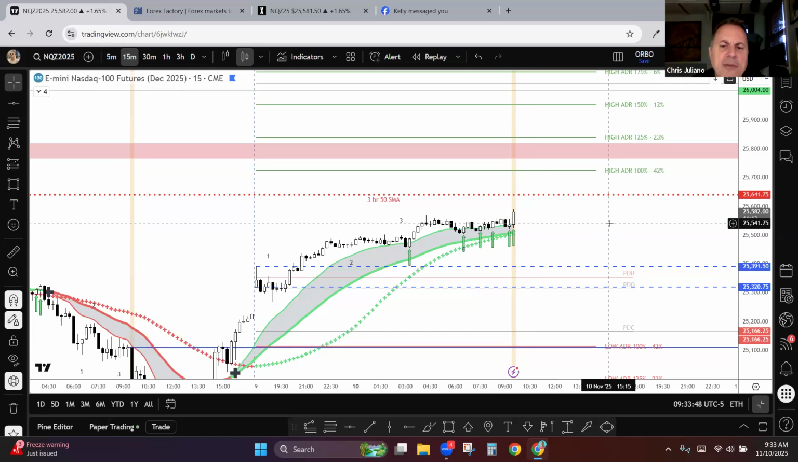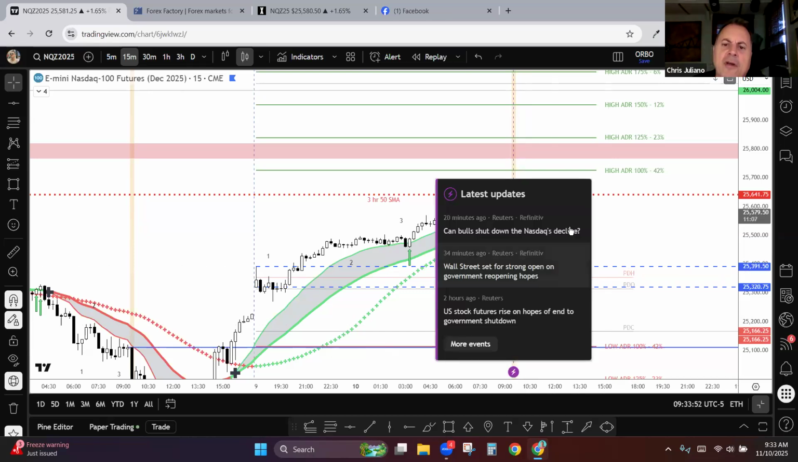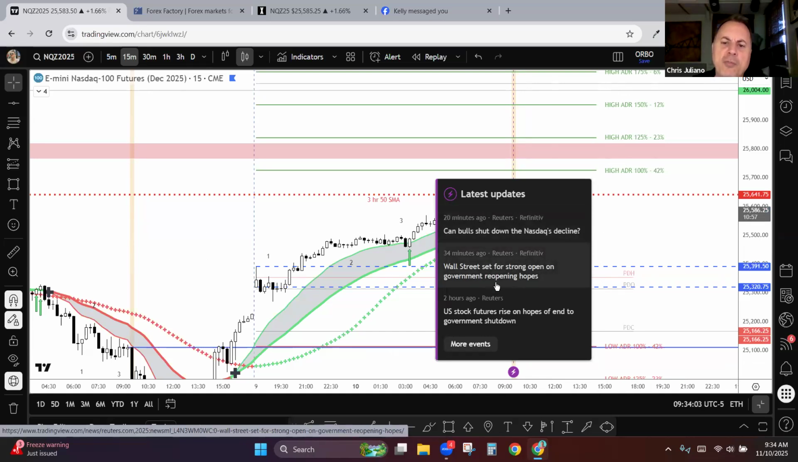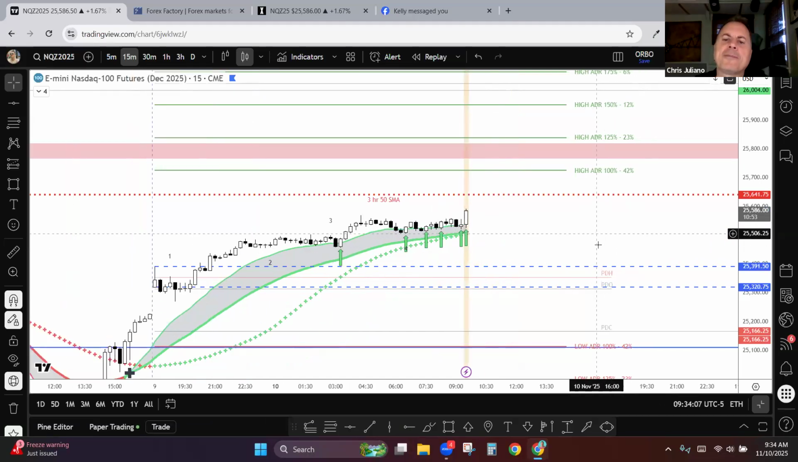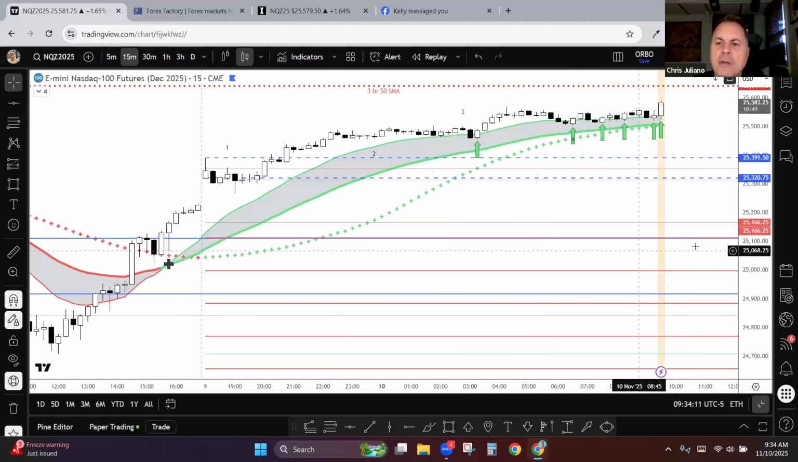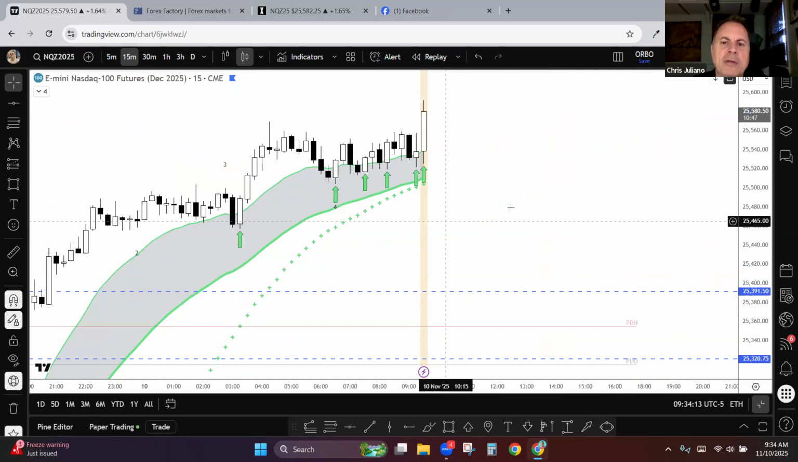There's a lot of talk right now in the news about, I'm sure if we click onto this little thing here, it's going to talk about the shutdown. Yeah. Can bulls shut down the NASDAQ decline? I don't even know what that would mean. Set for a strong open, government reopening hopes, right? Hope we can reopen.